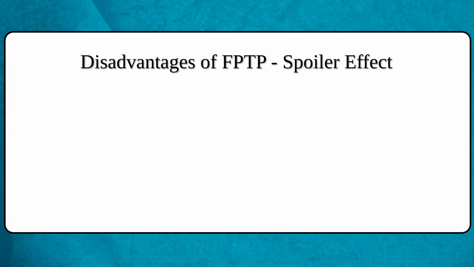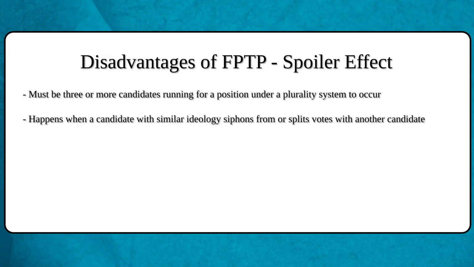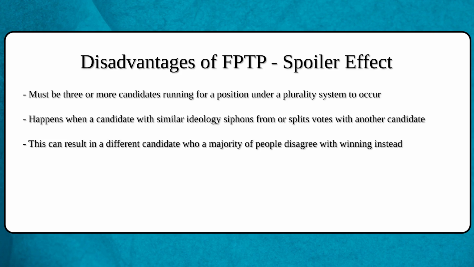On a similar note, FPTP can also lead to what is known as the spoiler effect, which also contributes to minority rule. Put simply, the spoiler effect occurs when 3 or more candidates are running in a given election, in which 2 or more candidates who are similar in political ideology split the votes of their base between each other, leading to the other candidate winning instead.